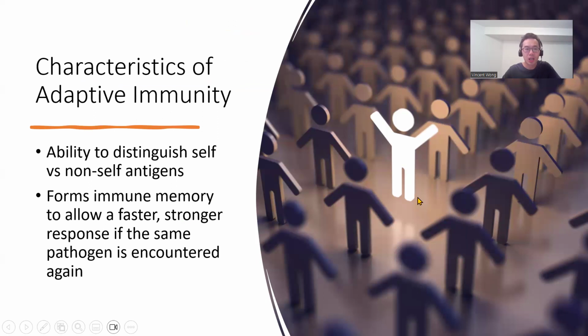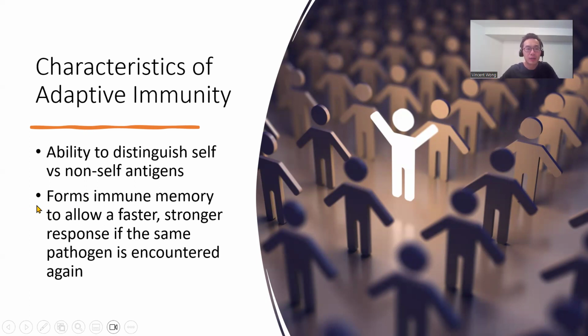So the characteristics of adaptive immunity. First, it's able to distinguish self versus non-self. It needs to be able to tell what belongs to the body and what does not. Otherwise, it doesn't know what to attack. So that's a pretty important function. Just like innate immunity, which recognizes the PAMPs, the pathogen-associated molecular patterns on the cells. But for adaptive immunity, it's a little bit different, as we will see.